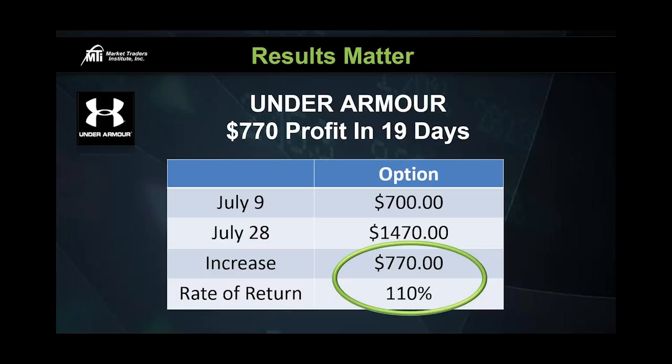But what I want to do right now, here's where my veteran traders, you're really going to appreciate what I'm about to show you. I'm going to pull back the curtain. Let me show you how we find these opportunities and how we trade around them. Let me show you how we traded around this Under Armour trade. Here's what we did. Under Armour, we got in on July 9th, got out on July 28th, made $770 on that move, or 110% return on that trade.